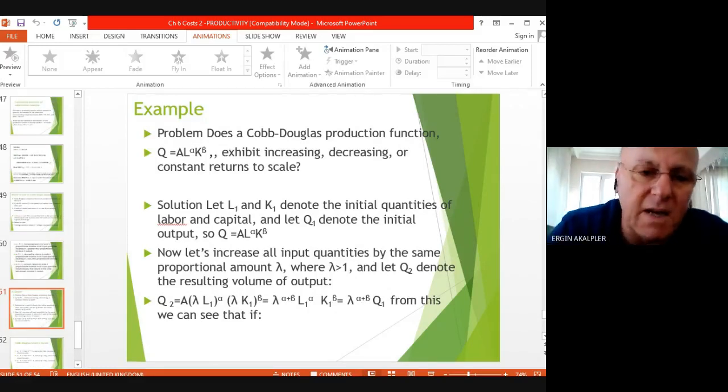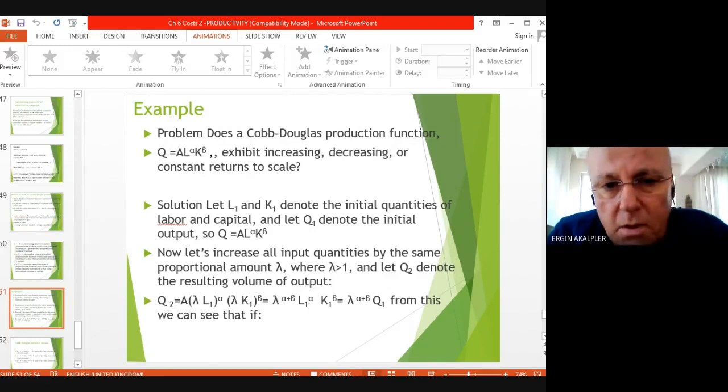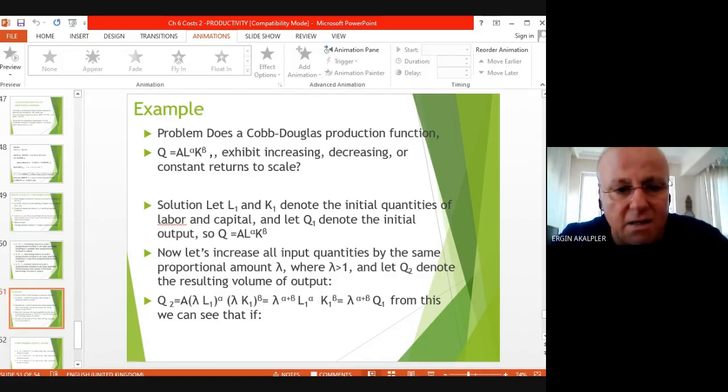Therefore, let us give another example to understand the impact of alpha and beta, which affect the economy. The problem: does a Cobb-Douglas production function exhibit increasing, decreasing, or constant returns to scale? Illustrate this, or show that it is not so.